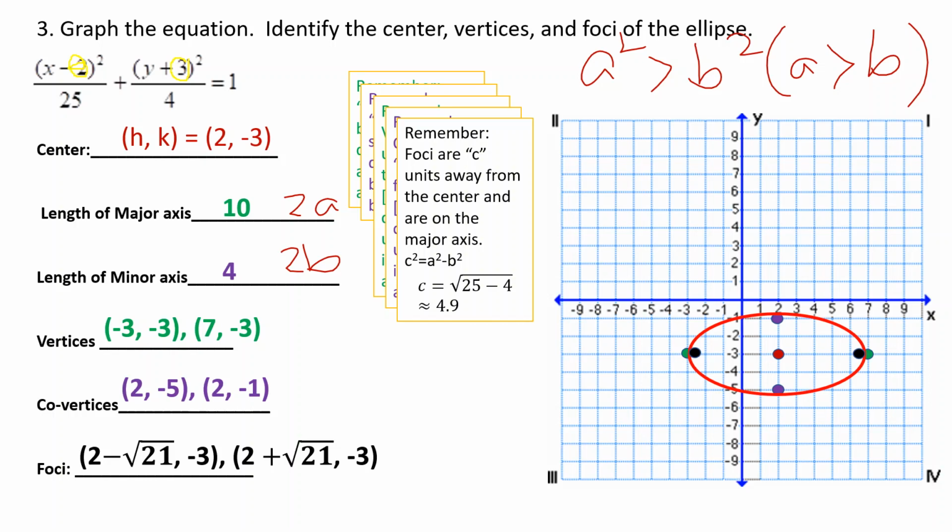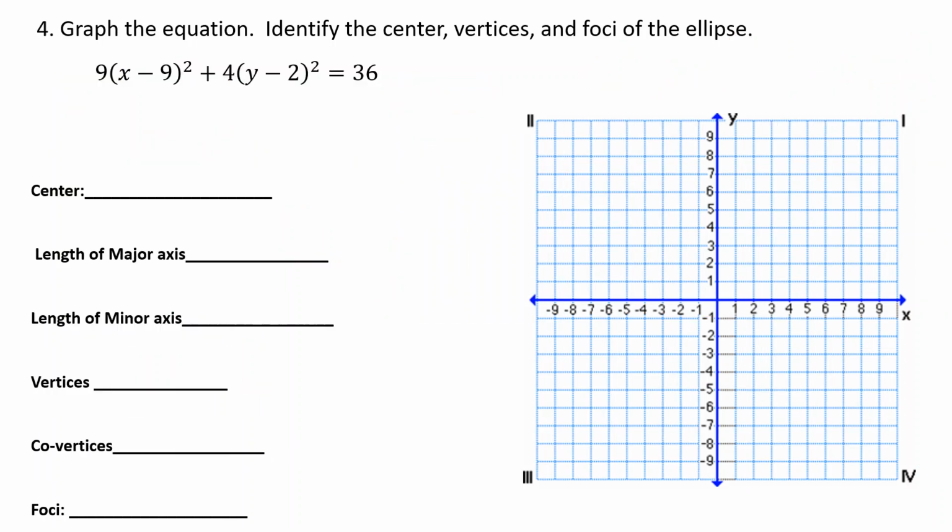Let's continue to take examples. So this ellipse is not written in standard form, so I need to have a 1 right here. I need a 1. So I'm going to divide every term by 36.